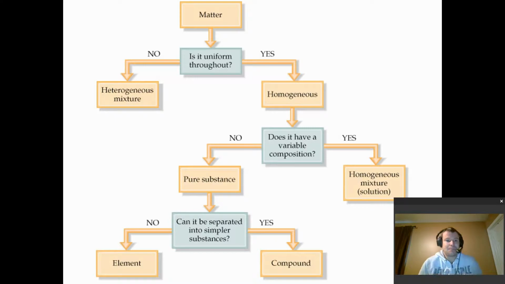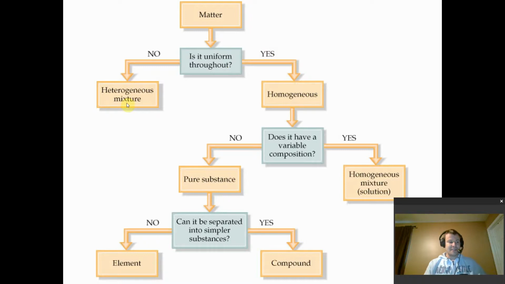That's matter. But we can divide matter up into two categories here. There are substances, matter, which is uniform. That is, the substance is made of the same particles throughout, or at least it appears uniform. It looks like it's made of the same substances throughout. If I look at it and say, okay, it looks like it's made of the same thing, then we're going to call it homogeneous.